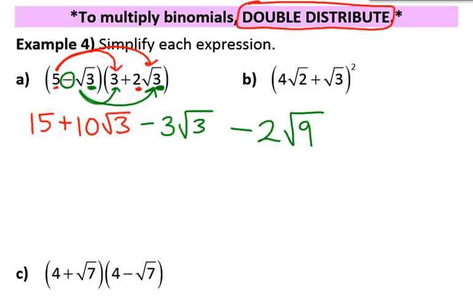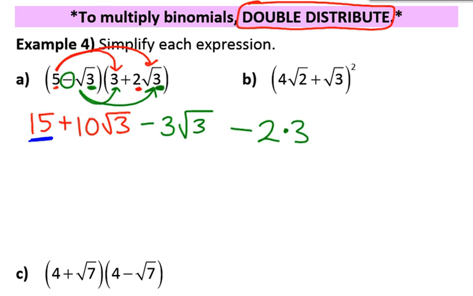Now, you could have also noticed that when I multiply root 3 times root 3, I taught you in the last lesson that those square roots, if they're the same number, are basically going to cancel out. And also you can see the square root of 9 becomes 3. Either way is fine. Now we're going to look at simplifying and combining like terms.